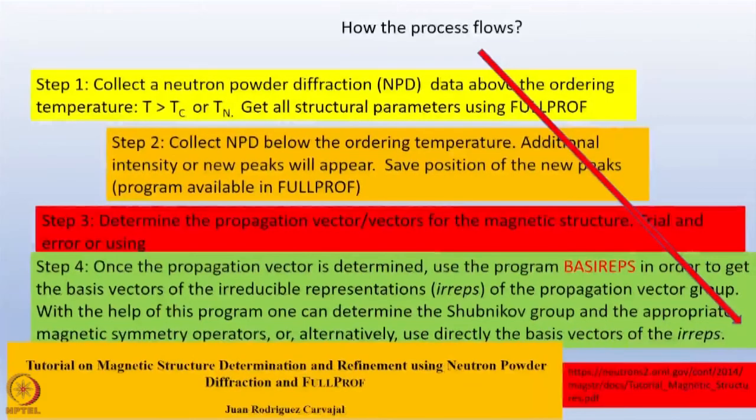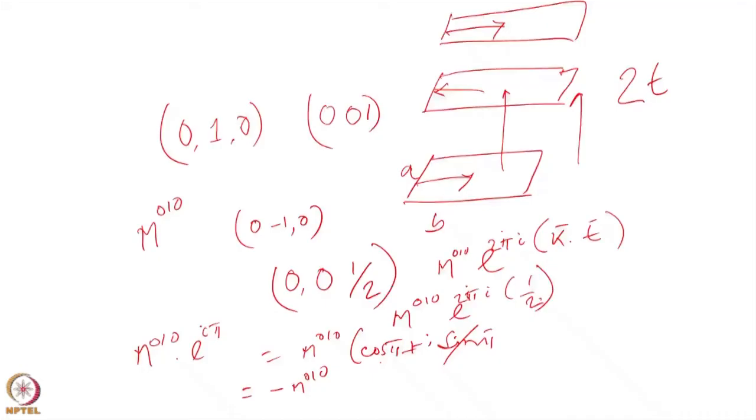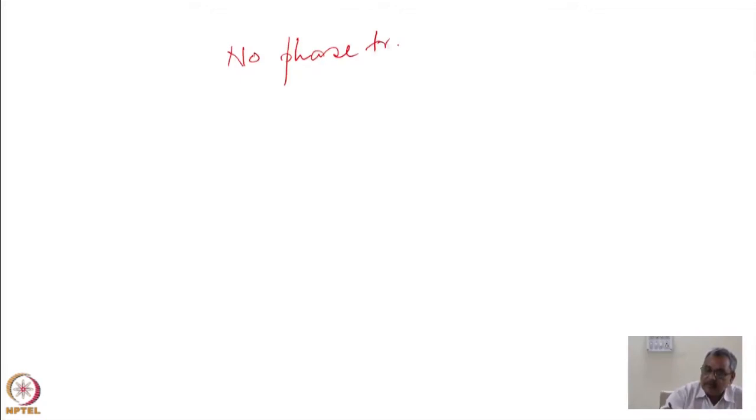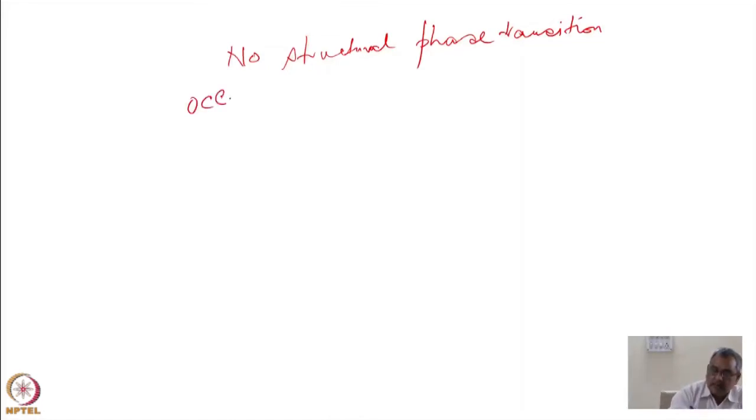First, neutron powder diffraction above the ordering temperature will give me the crystallographic structure in the paramagnetic phase. This has an assumption: that no structural phase transition, I should mention specifically, sorry, no structural phase transition occurs between the paramagnetic phase and the ordered phase, ferromagnetic, antiferromagnetic, or ferrimagnetic.